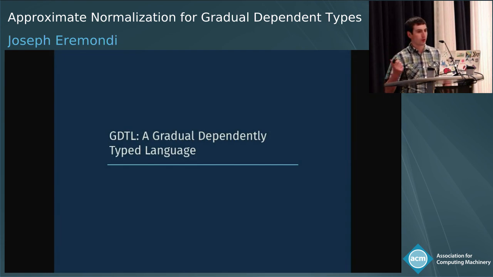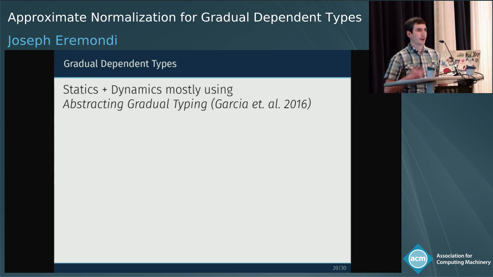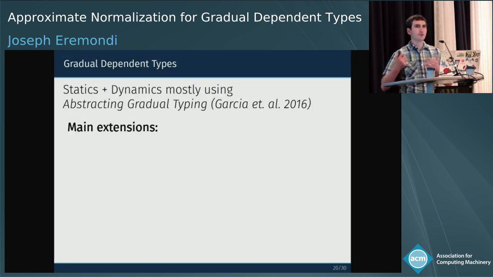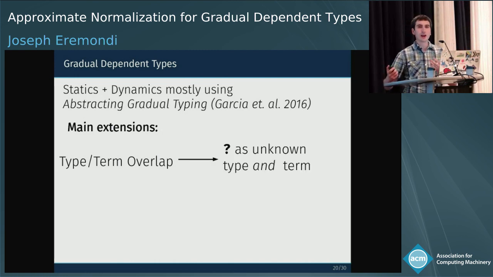Let's look a little bit more at the details of GDTL. So in terms of the statics and dynamics, we drew mostly from abstracting gradual typing, which is, if you haven't seen it, a framework to systematically take a statically typed language and turn it into a gradually typed one and give strong meaning to what those gradual types mean. But this didn't fully work with dependent types, and so we had to extend it in a few ways. And so the main one was because of this type term overlap, where before we only had gradual types, now we have gradual types and terms. Specifically, we can use unknown both as an unknown type and as an unknown term.